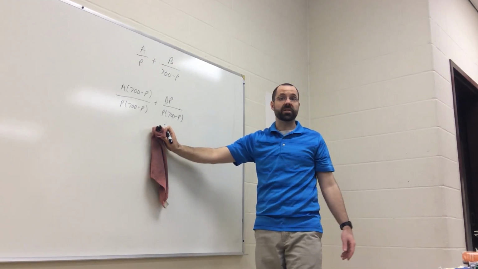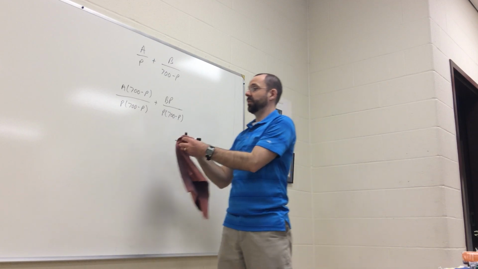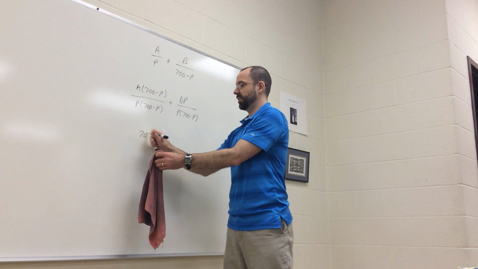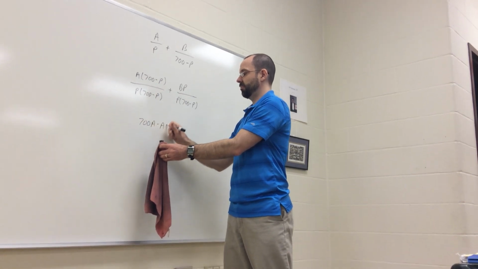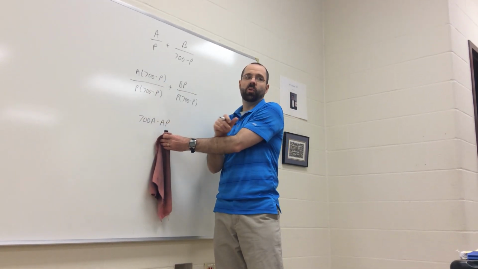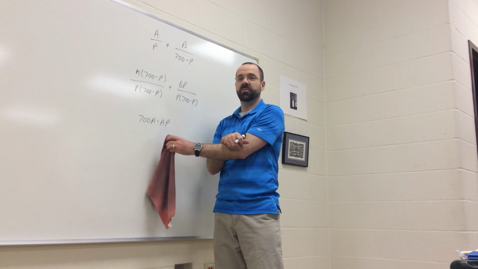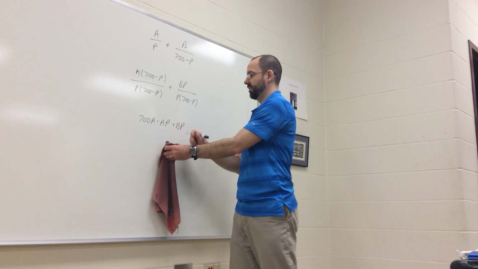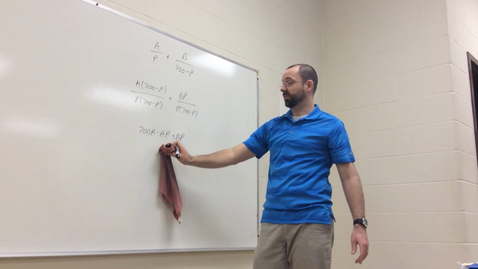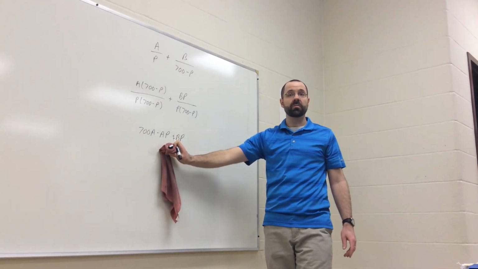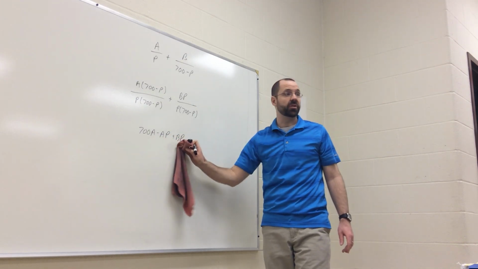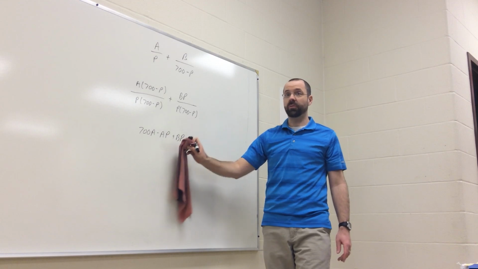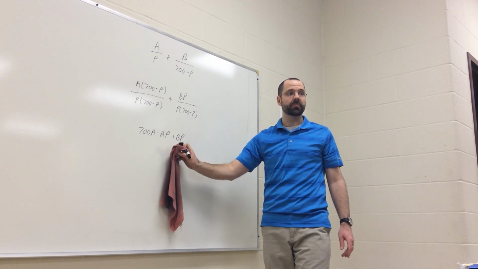So now that I have a common denominator, I can add the fractions. And at the same time, I'm going to distribute this A. So that'll say 700A minus AP. This is why this is called an AP class, just because this was going to come up today. No other reason. So we got 700A minus AP plus BP. That would be the numerator of the new fraction, right? And then the denominator would be P times (700 minus P).